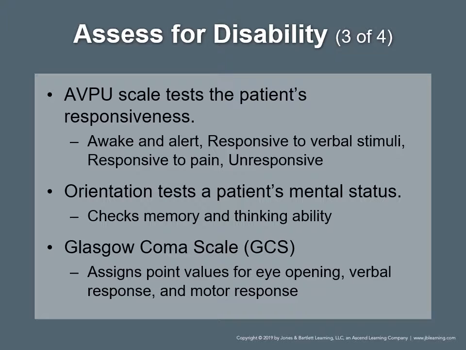So if someone is alert and oriented times 4, they're appropriately responding to you and all those questions are answered. Their eye-opening is spontaneous. Their verbal response, they're very oriented and can answer your questions appropriately, and they're following your commands, motor response, they get a 15.